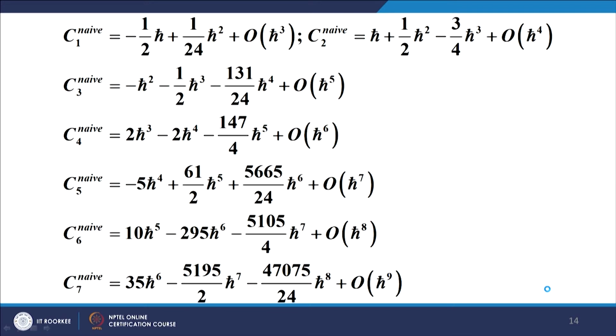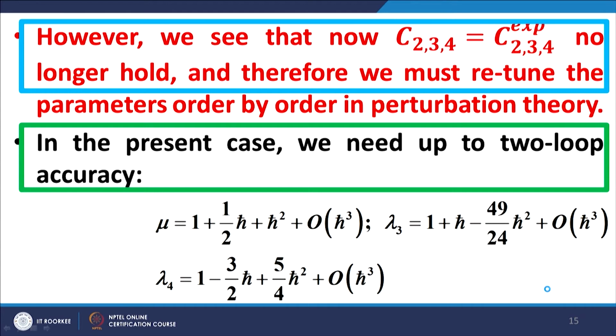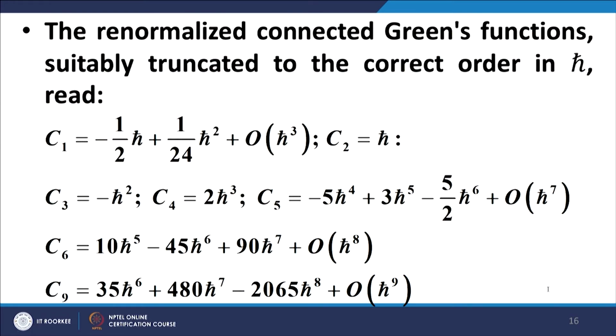Therefore, we revisited C 2, C 3 and C 4. We worked out C 2, C 3 and C 4 at the two loop level. Using the revised working of C 2, C 3 and C 4 at the two loop level, we reworked the parameters at the two loop level, that is, we reworked mu, lambda 3 and lambda 4 at the two loop level, and then we used these expressions to work out C 1, C 2, C 3 and so on. And we find now that C 2, C 3 and C 4 do coincide with the experimental results. That is one part of the story.